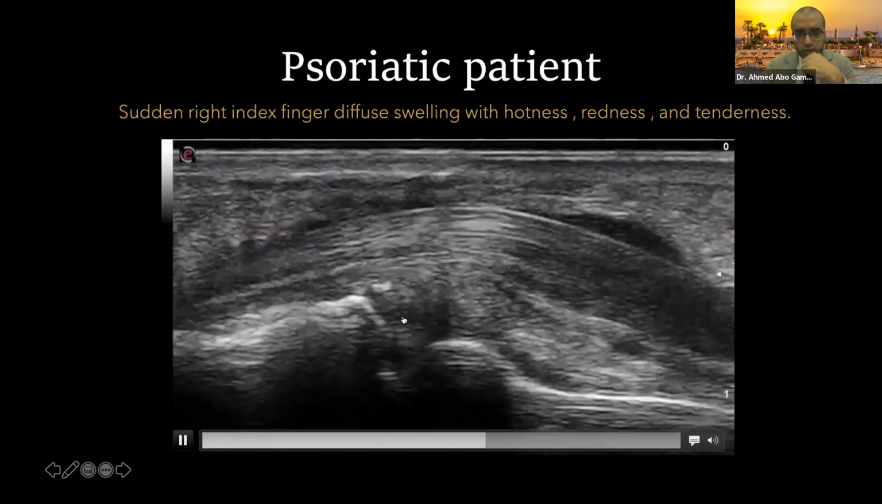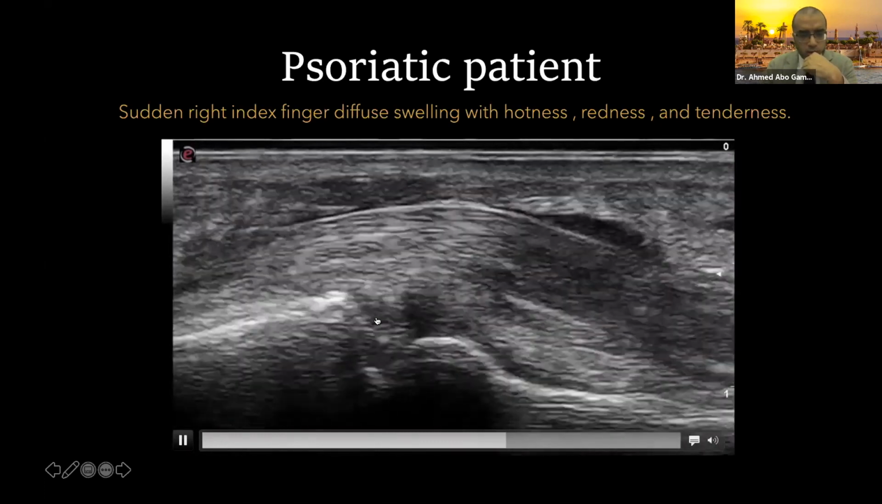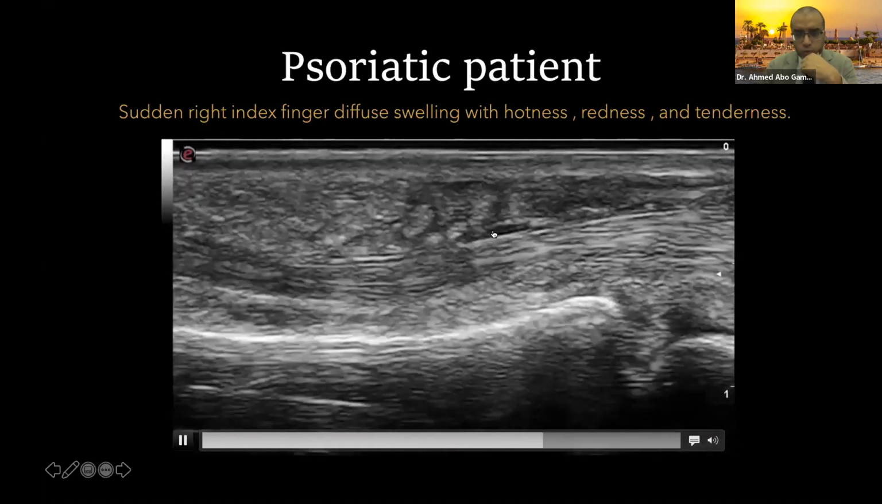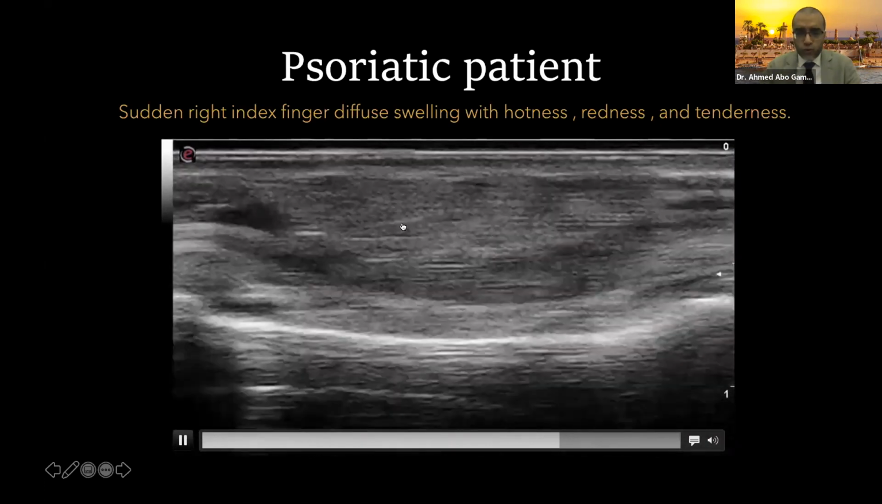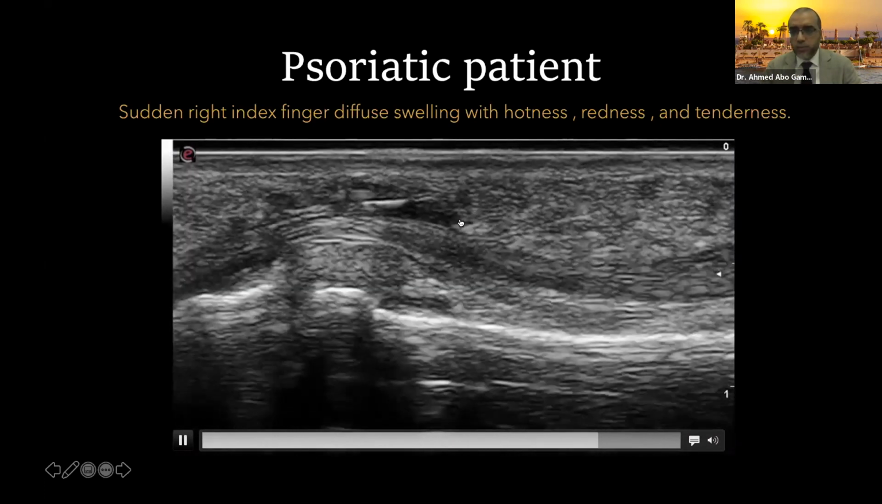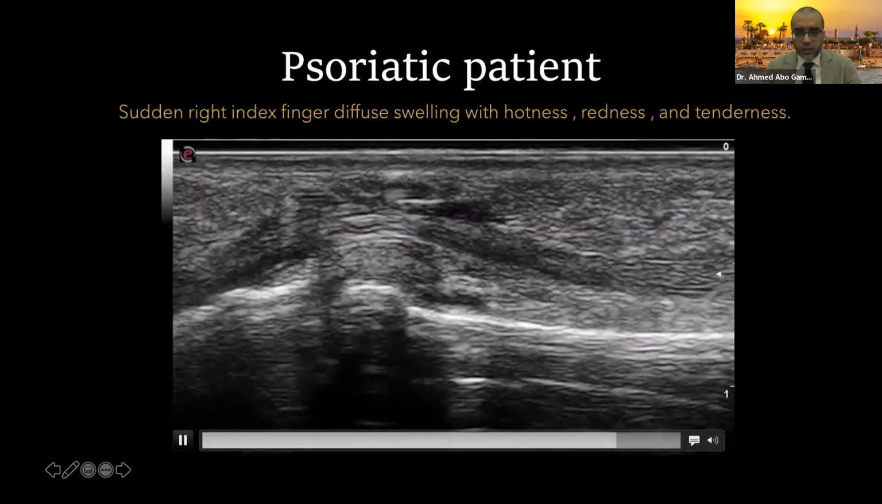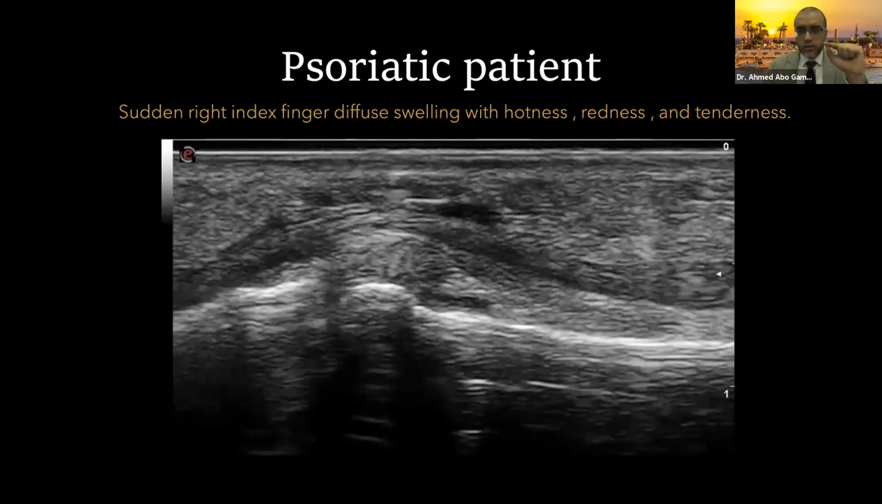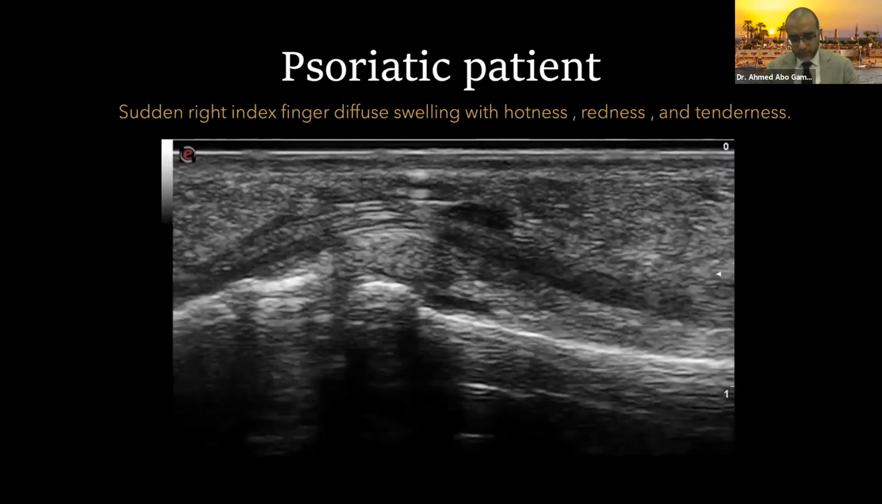While we look at the joints, there is mild hypoechogenicity, not even confirmed as inflammation. But if you look at the whole series of the tendon pulleys, the flexor tendon is distended from the palm of the hand to the DIP joint, which means this is a huge inflammation affecting initially the tendon pulleys and tendon covering.